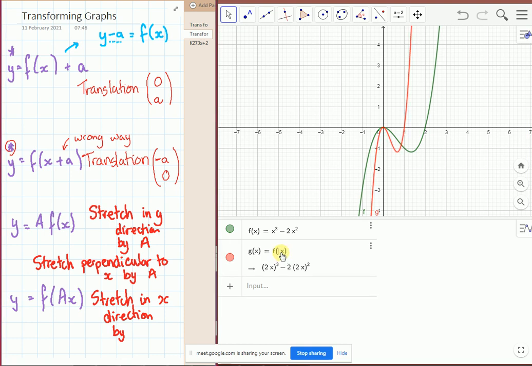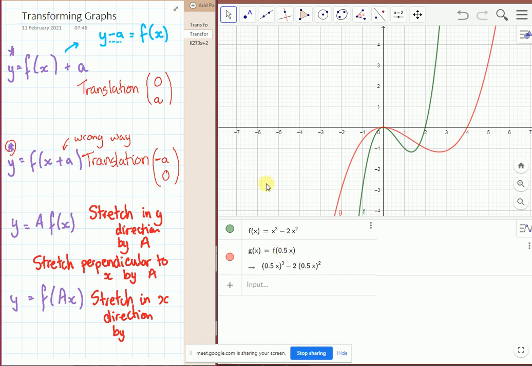If I try doing it by a 0.5, my 2 has become 4. My 1.3 seems to have become 2.6. My -3 has stretched across to -2, from -1 to -2. It's actually doubling when I do a half. It's the 1 over the a, it's the reciprocal.